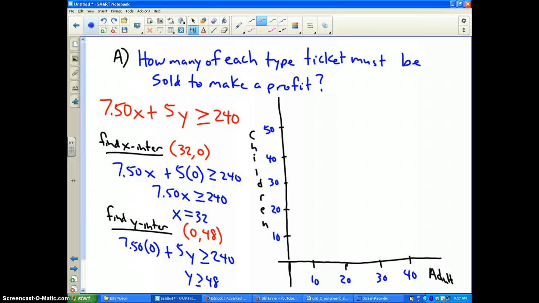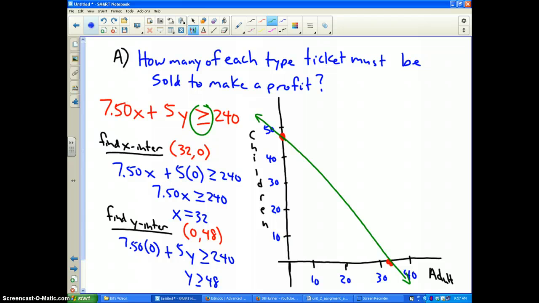So the x-intercept is (32, 0), which is going to be about right there. And the y-intercept is (0, 48), which is going to be about right there. And the question is, what type of line do we draw since it's an inequality? Since it's greater than or equal to, it is a solid line between those 2 points.